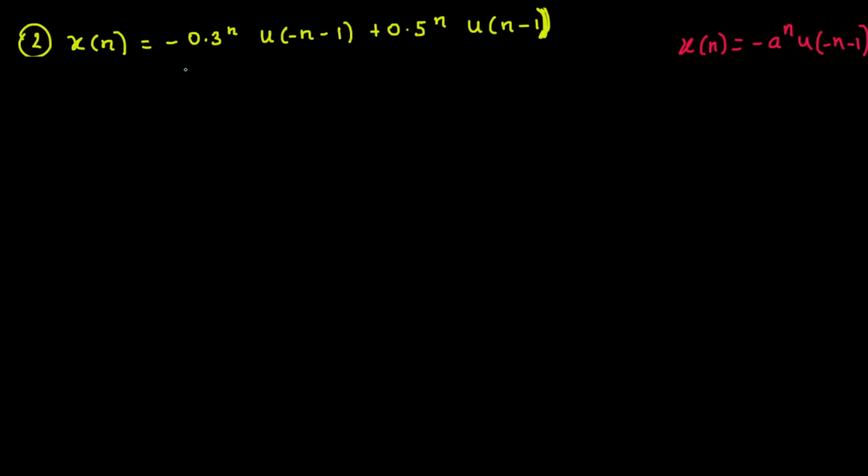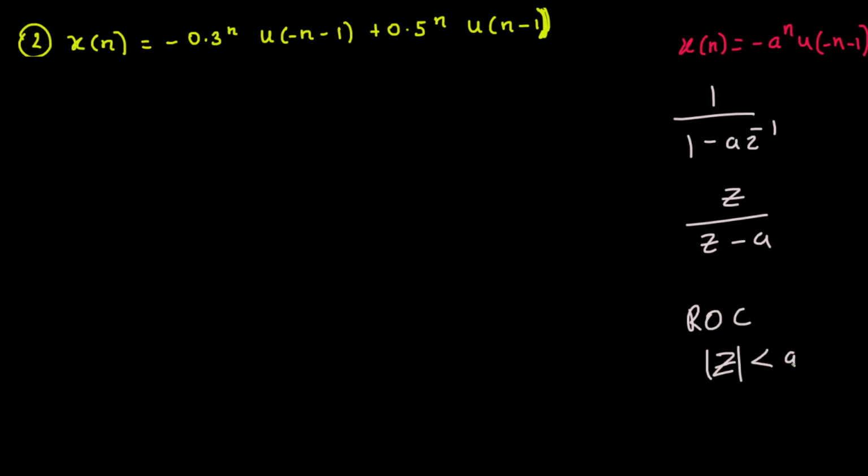So let's go ahead and convert this one. Since it's following the previous pattern, we just put it in a straightforward manner. We know that this is our a value, so the z transform is 1 over 1 minus a to the power z minus 1. This can also be written as z over z minus a if you multiply top and bottom by z. And the region of convergence is |z| is less than a.